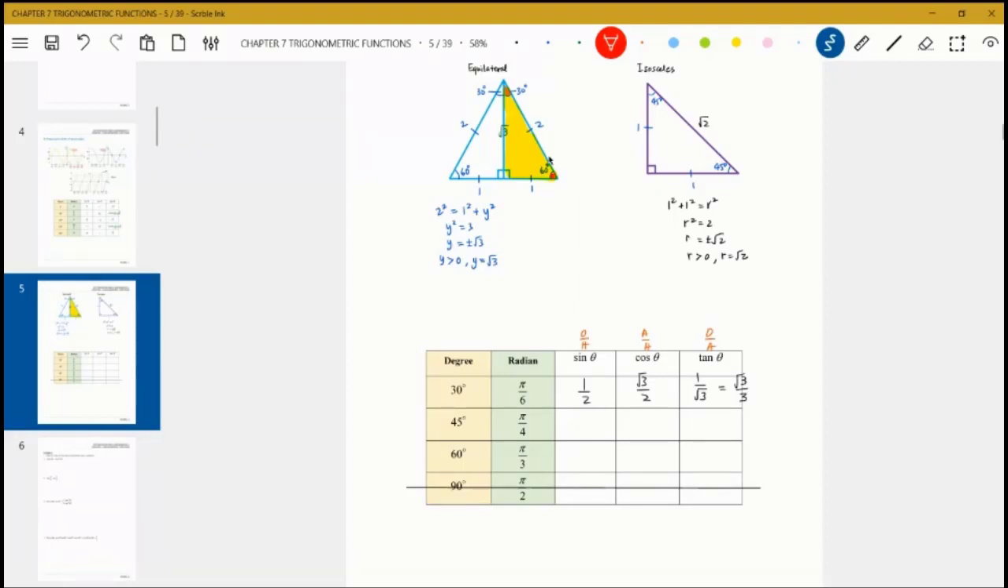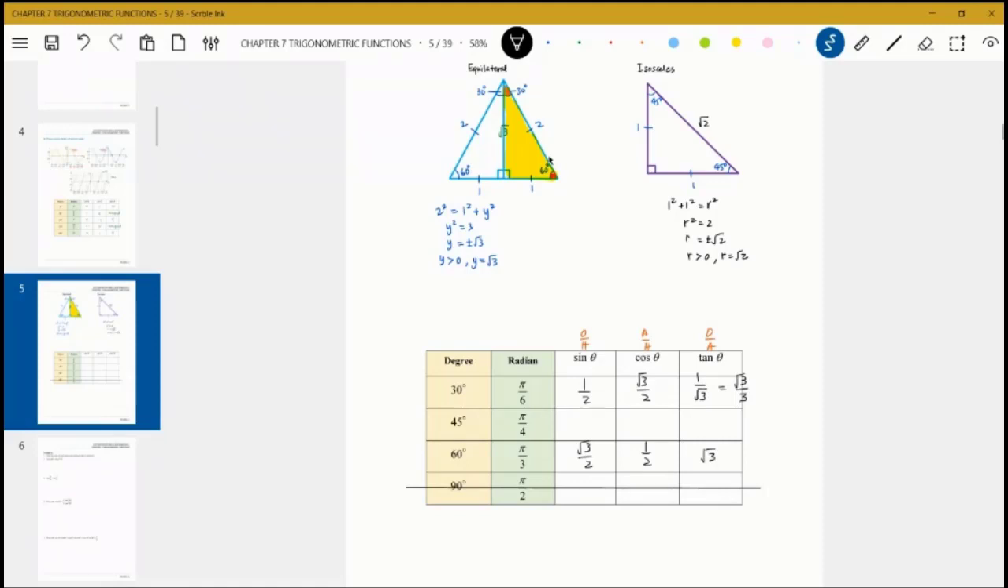So opposite is square root 3, adjacent is 1, hypotenuse is still the same, which is 2. So sine of 60 degrees, opposite over hypotenuse, is going to be square root 3 over 2. Cos, adjacent 1 over hypotenuse, so it will be 1 over 2. And then tangent, opposite over adjacent, so it will be square root 3.